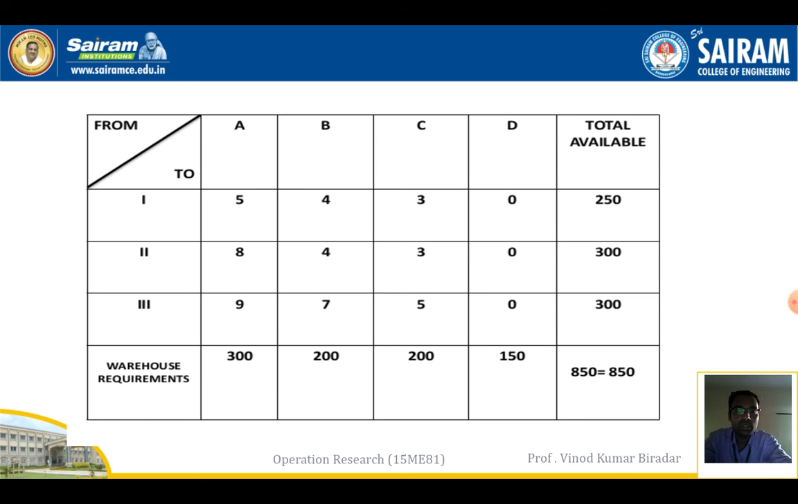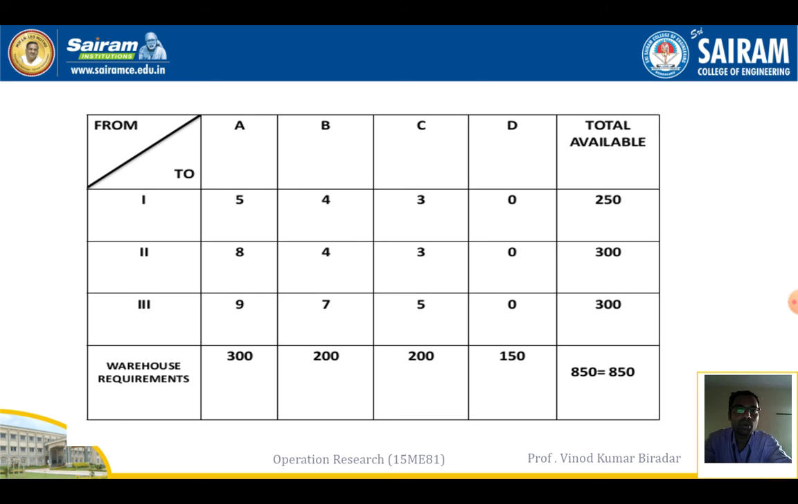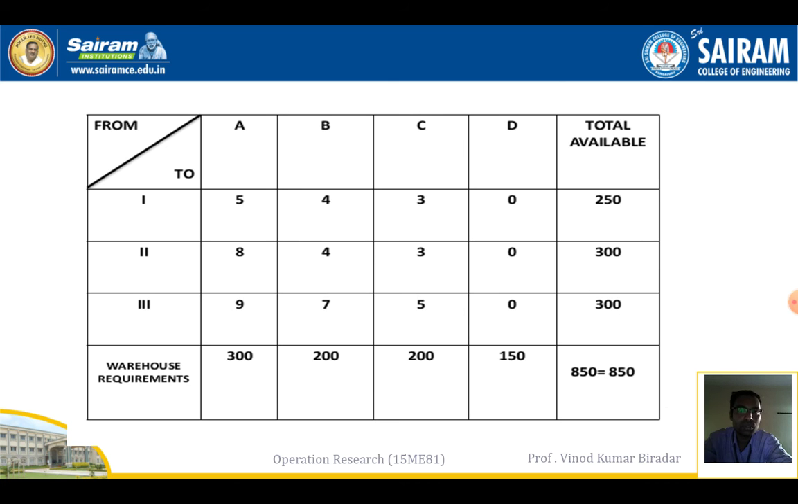Then where to introduce the dummy? If demand value is less, you introduce a dummy column. So here we add a dummy D, so columns A, B, C, D. D is a dummy column with costs 0 0 0. How much less is it? Just subtract 850 minus 700, so 150 is less. That 150 you introduce as a dummy column in front of C. Now it is balanced.